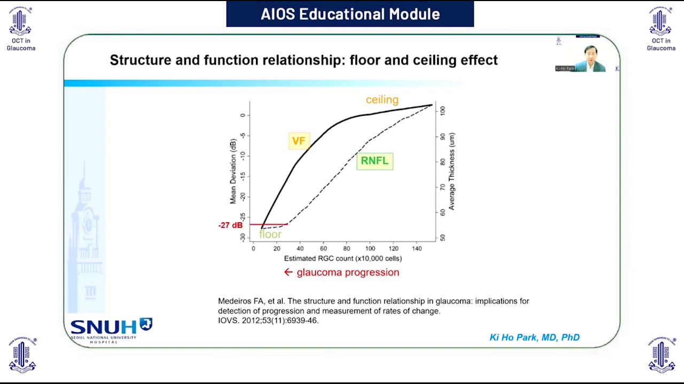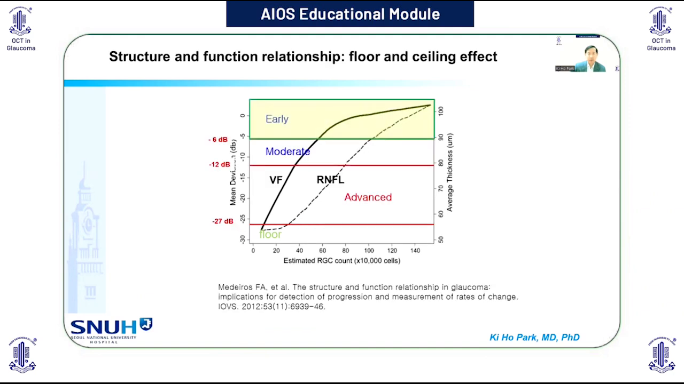But the floor effect of retinal nerve fiber layer begins quite late in the advanced stage, with mean deviation around minus 27 decibels. So even in advanced glaucoma, both visual field and retinal nerve fiber layer evaluation can be useful to detect glaucoma and to detect progression.